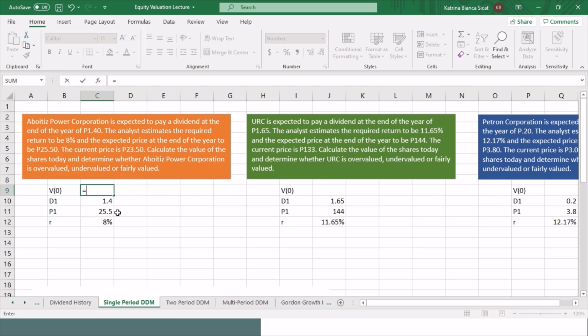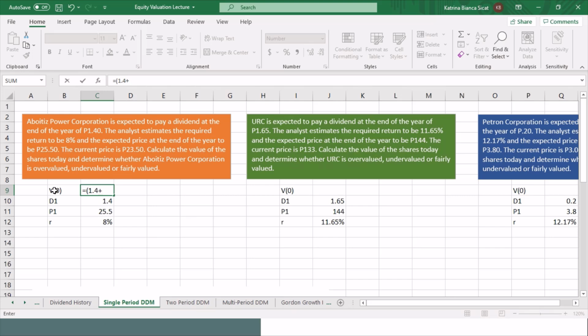Okay, so equal sign lang po tayo. First is, okay, alright. So your dividend is 1.4. Okay. 1.4 plus the price at the end of the year. That's 25.